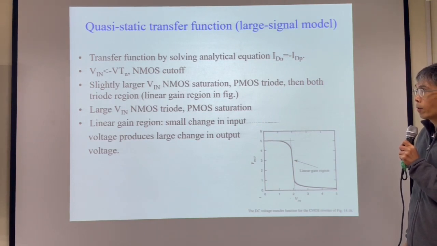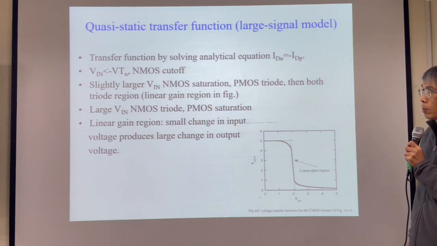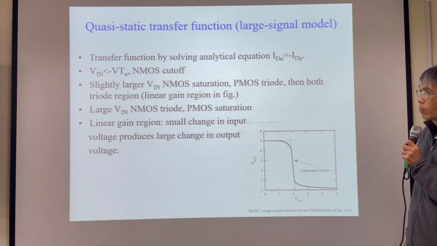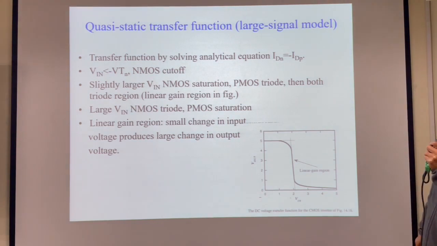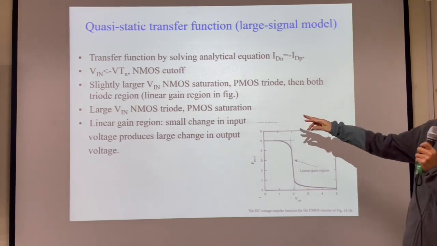And VE less than minus VTN for NMOS. Cut off. So NMOS minus VTN. Okay, then let's look at the third point.